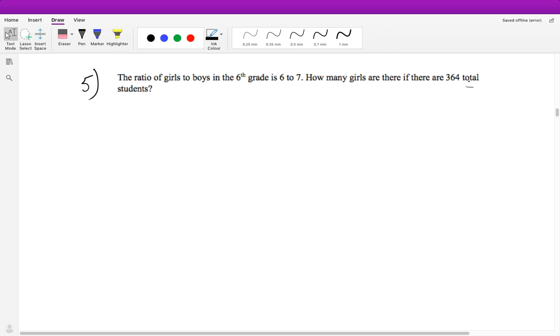Now, if you wanted to, you could use a tape diagram for this, but I'm going to show you how you can set up a proportion for this in case it's what you want to do. When I first see this, I see that my ratio that they're giving me is girls to boys. So what I might do first is write 6 over 7. That means I'm doing girls over boys. But then when I go to create my second ratio, I don't know how many girls, so I'm going to put G here for girls. And I don't know how many boys either. It just tells me 364 total, so I might put B.